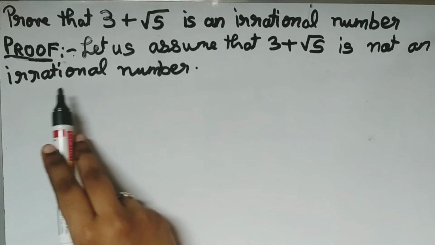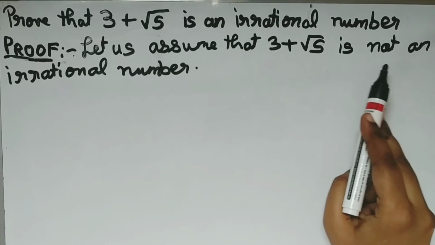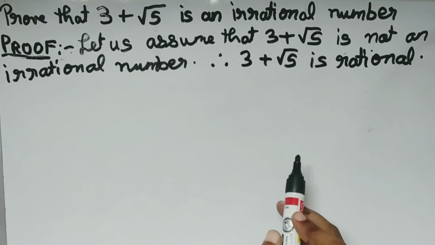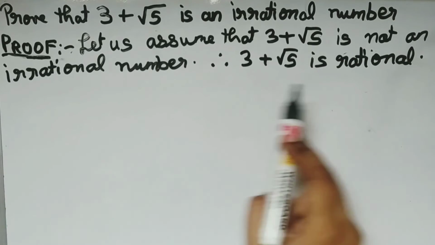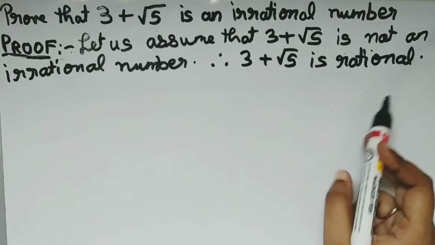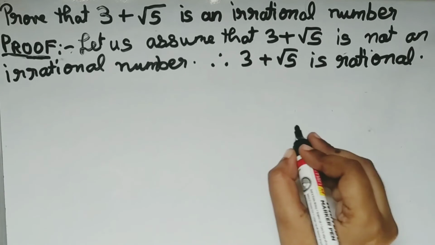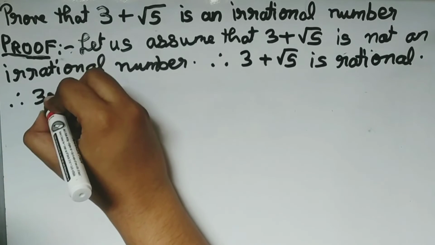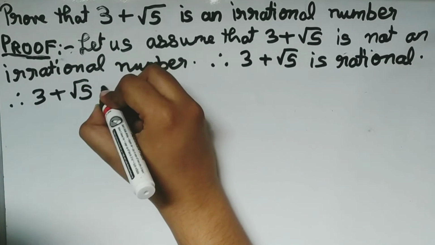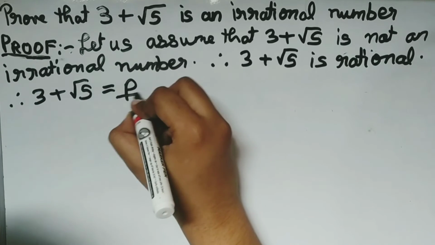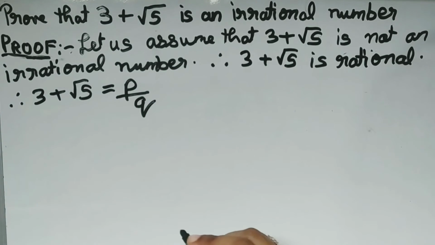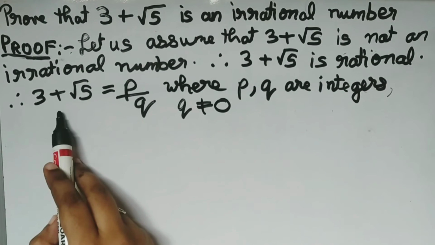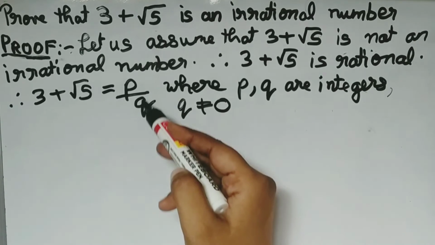Any number which is not irrational will be rational. Therefore 3 plus root 5 is rational. It is not irrational means it is rational. So any rational number we can write in the form of P by Q. Therefore 3 plus root 5 equals P upon Q, where P and Q are integers and Q is not equal to 0. We have assumed it is rational, so we can write it in the form of P upon Q.